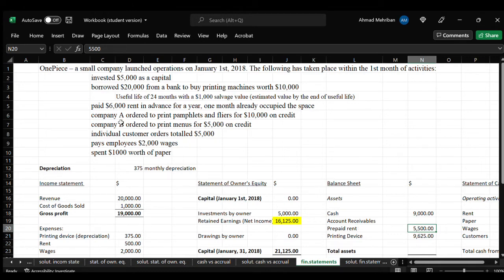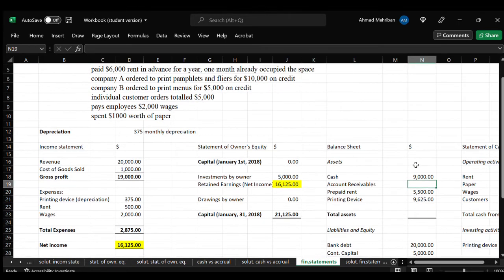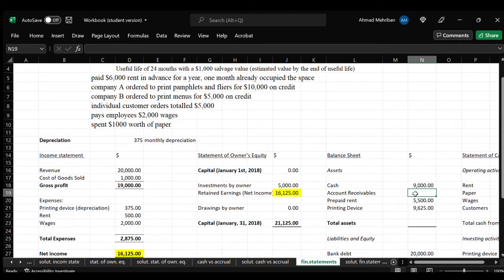And moving on, company A ordered to print pamphlets and flyers for 10,000 on credit. So here obviously we don't gain any cash, but we do get accounts receivable. We received an order. We didn't get cash, but we received a promise to get back that cash, and that is 10,000 in the accounts receivable. The same goes for company B, which ordered to print menus for $5,000. So we increase it also by 5,000, and so in total we have accounts receivable of $15,000.